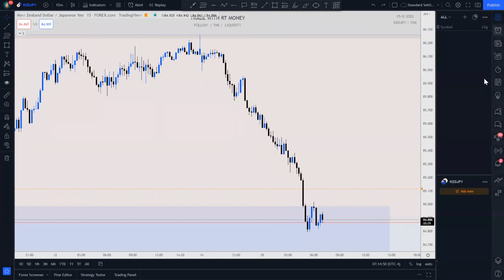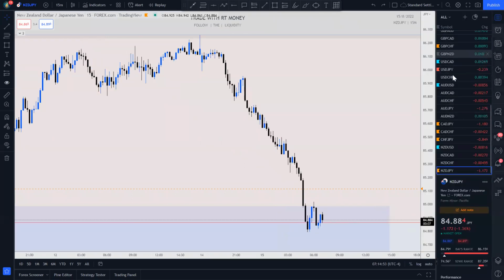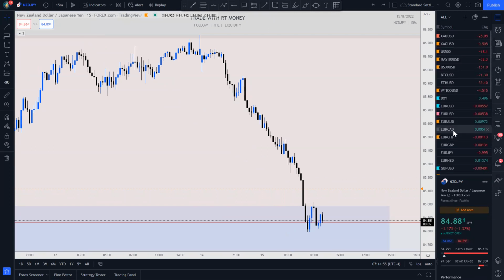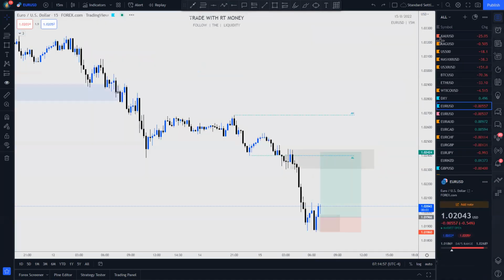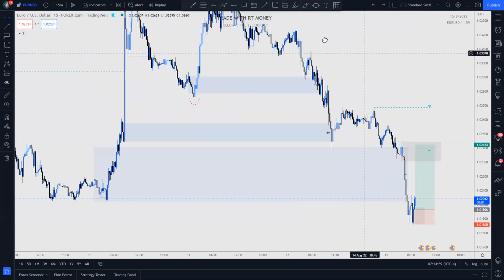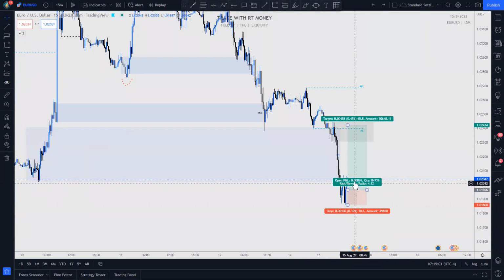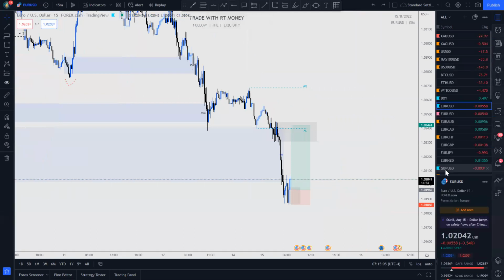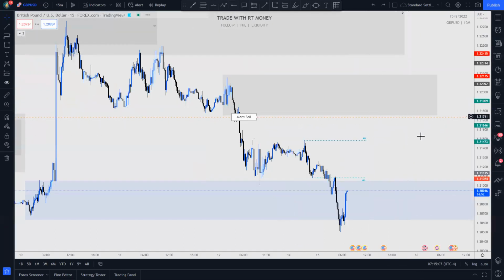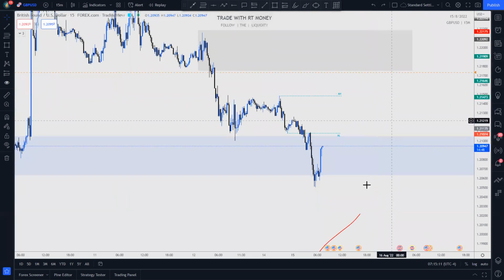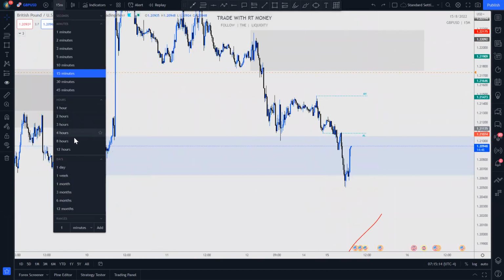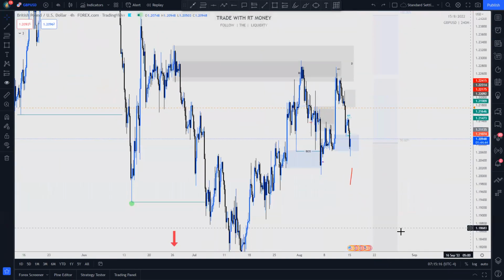Now I'm looking, let's go to the Euro USD. We have a similar situation. I meant to say the Pound USD, excuse me. Let's look at the Pound USD. Very similar situation, except it's pretty far gone. If we go to the 4-hour, we can look at the structure here.